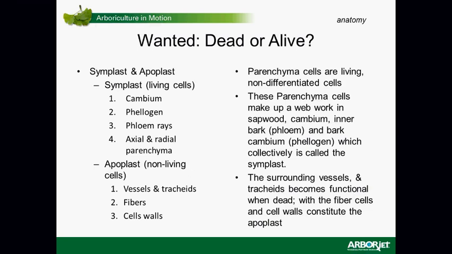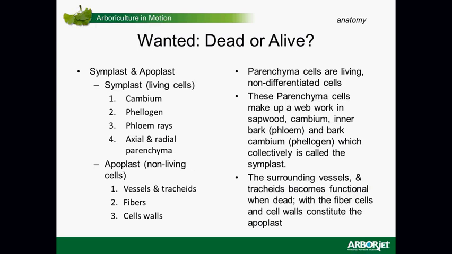So there are two elements. Trees are kind of interesting and fascinating organisms. They are comprised of both living and non-living cells, and technically they're called symplast and apoplast. The living cells generate tissue like the cambium and the phellogen, which is the bark cambium, and phloem, as well as phloem rays and parenchyma. The phloem rays occur in the bark. Axial and radial parenchyma occur in the sapwood, but they're living tissues.